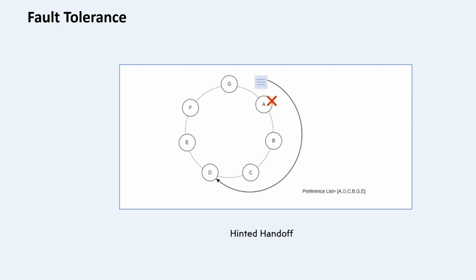There will be a hint to server D that this request was intended for server A, but because server A is temporarily unavailable, please process that. D will know that although it is processing this request, it was for node A. So once node A is back up, D will send the data back to node A, and both will sync up. So this is a very good approach in case of very temporary failures. But for failures which are more lasting, or you can say permanent failures, we have to use replication of data so that we can take a backup.